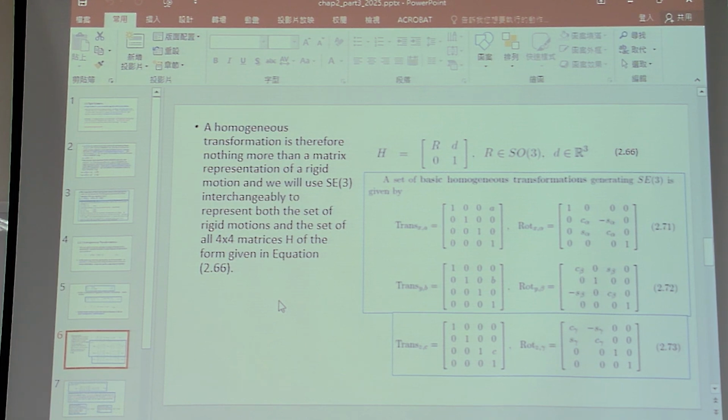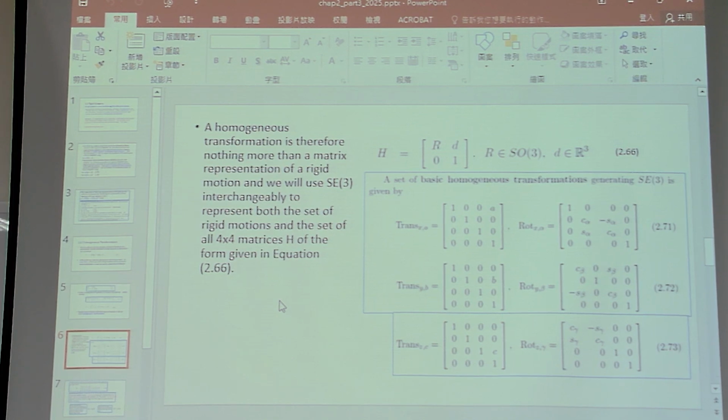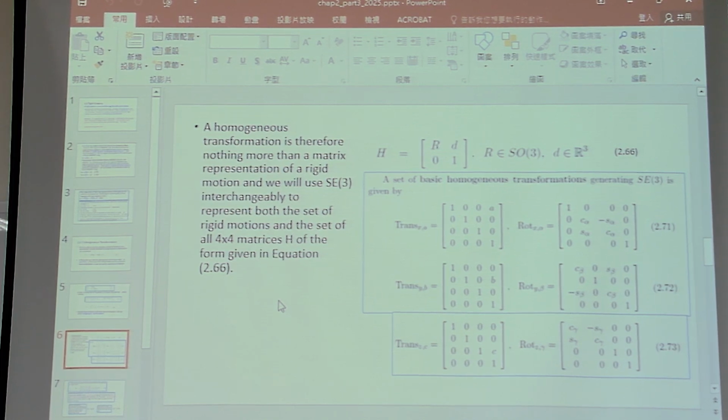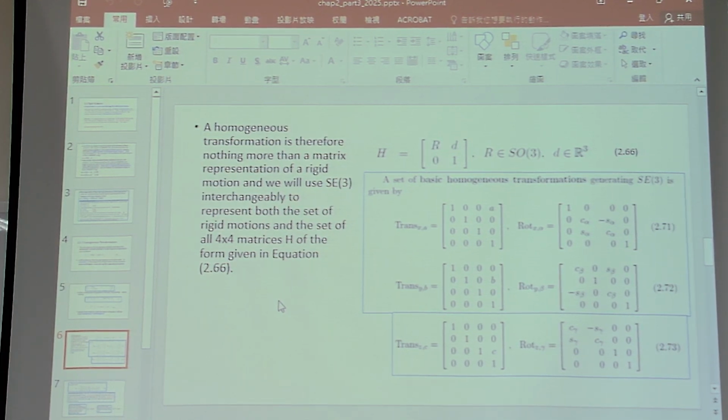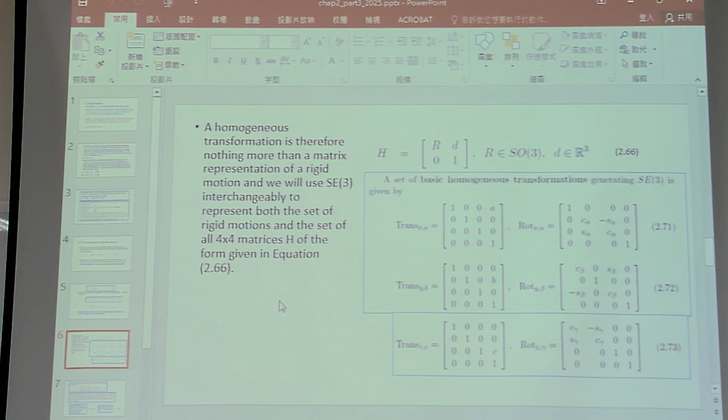So the original 3 by 3 we discussed for a while. Last week, we discussed the position and how we can rotate the position from frame 1 to frame 0, something like that. Then eventually they can be summarized into six elegant matrices to do the transformation. This one is called the basic homogeneous transformation.